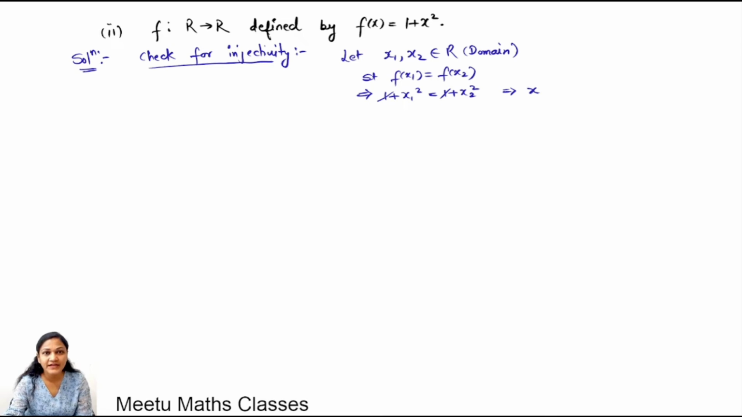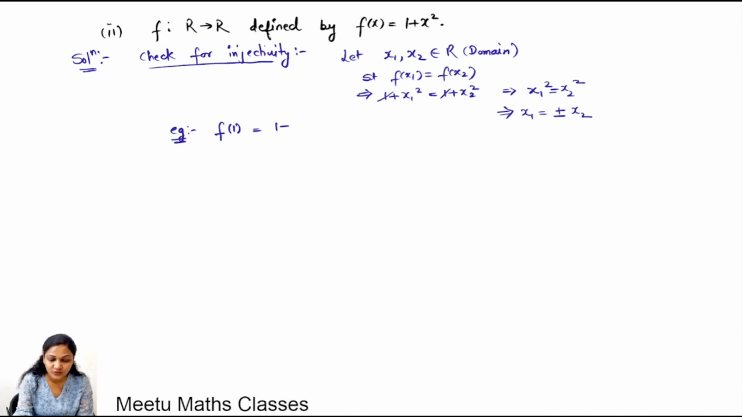So this implies x1 square is equal to x2 square, or we can say that x1 is equal to either plus or minus x2. So x1 is not necessarily equal to x2. So this function is not one-one. For example, consider f(1), that is equal to 1 plus 1 square, that is 1 plus 1, 2. And if we take f(-1), then this will also be equal to 2.